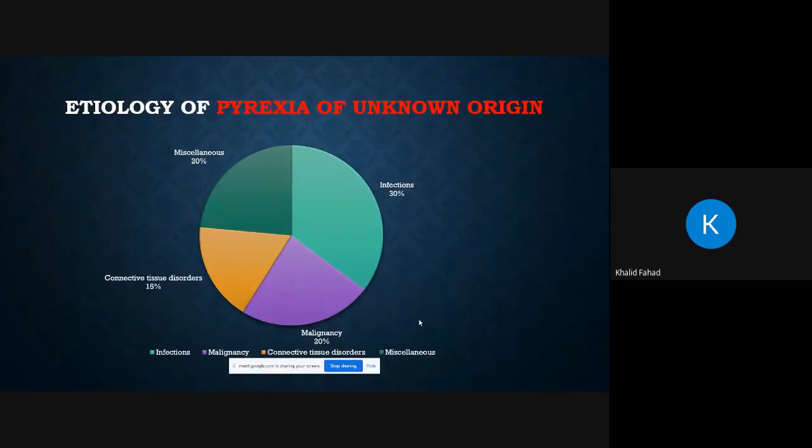What about the etiology of fever of unknown origin? As you see in the diagram, infectious causes remain the most common cause of fever of unknown origin. So infection still remains the most prevalent underlying cause of pyrexia of unknown origin. The other categories are malignancy and connective tissue disease. This scheme is a general scheme, but it will differ depending on the geographical area, the age of the patient, and the prevalence of certain diseases.